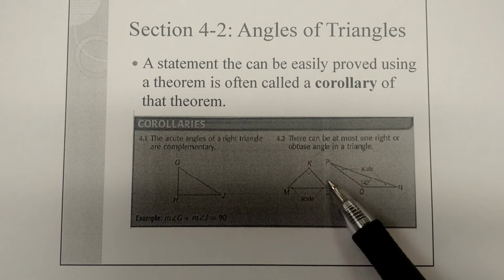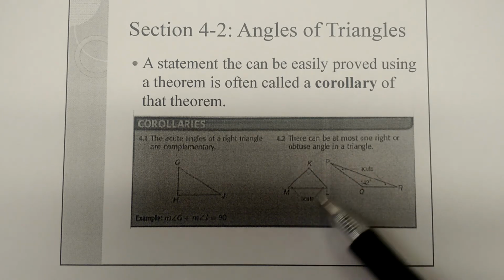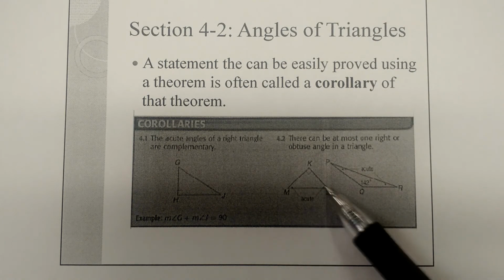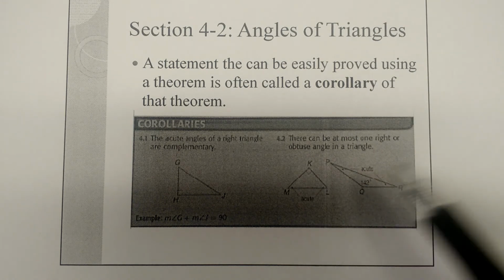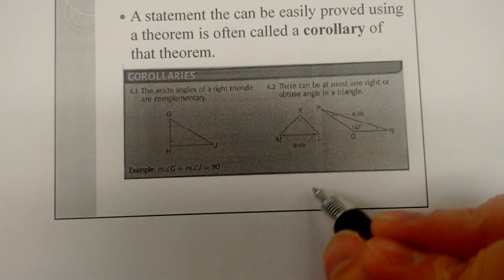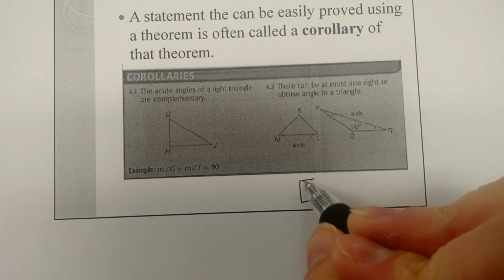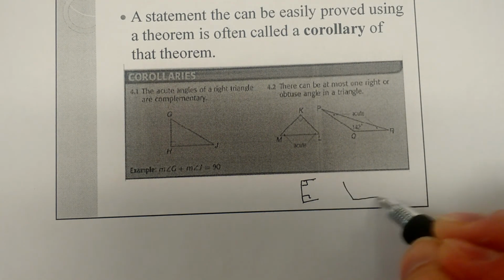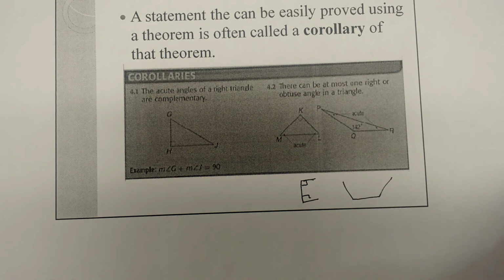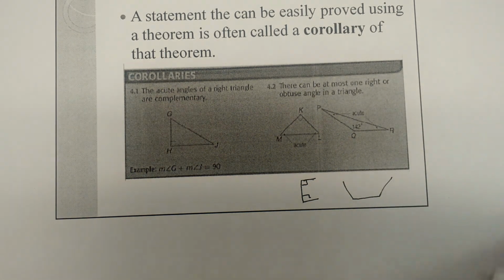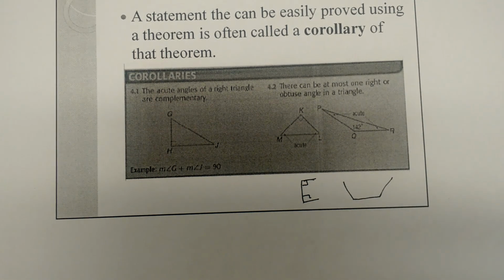And then 4.2 here, there can be at most one right or obtuse angle in a triangle. So here is one right, the other two must be acute. Here's one obtuse, the other two must be acute. If you try to put more than one right angle in a triangle, it actually doesn't close and you don't have a triangle. The same thing is true for multiple obtuse angles. The shape doesn't close, so neither of those are triangles. And that's the end of section 4.2.